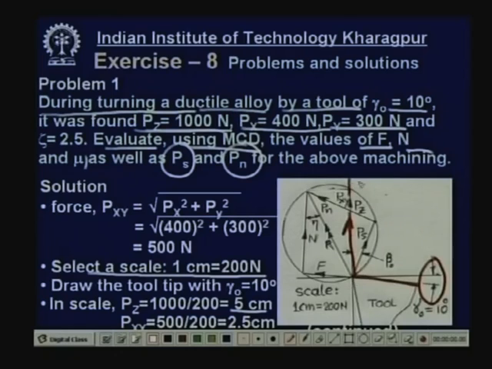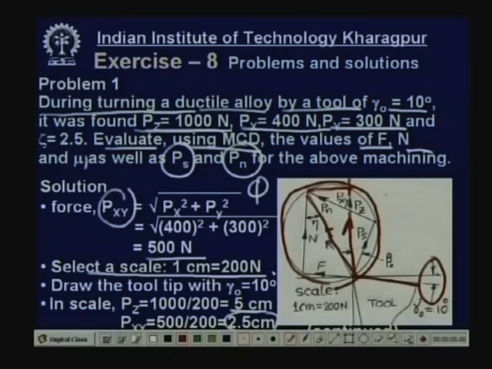Then what about Pxy? This Pxy has to be determined. Px and Py are known, so you can take the root over Px square plus Py square, because phi is not known. So, you have to determine Pxy from this equation. Now, what is this? 500 Newton approximately. 500 Newton divided by scale 200 makes 2.5 centimeter. So, these two forces have been determined. Get the resultant force. Now, taking this as diameter, draw this circle, called the Merchant circle.